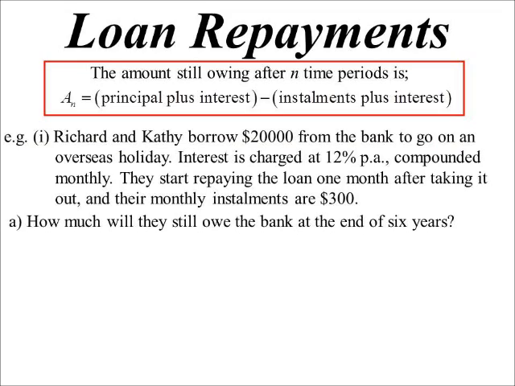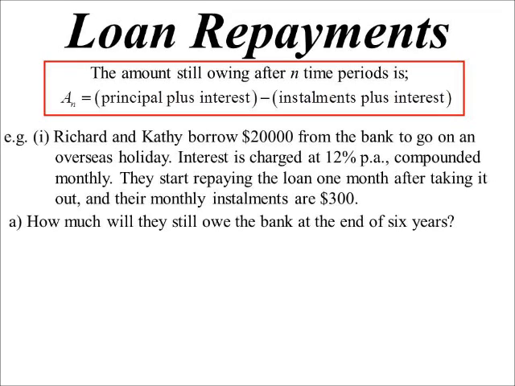So, Richard and Kathy are going to the bank. $20,000. Oh, going on a nice holiday. $20,000. Interest charged at 12% per annum, compounded monthly. They start repaying the loan 1 month after taking it out. Well, that makes sense. I mean, you're not going to start repaying it straight away. What would be the point of that? Here's $20,000. Can you give me your first repayment? Thank you. That's just silly. So, yep, that makes sense. And their monthly instalments are going to be $300 a month.